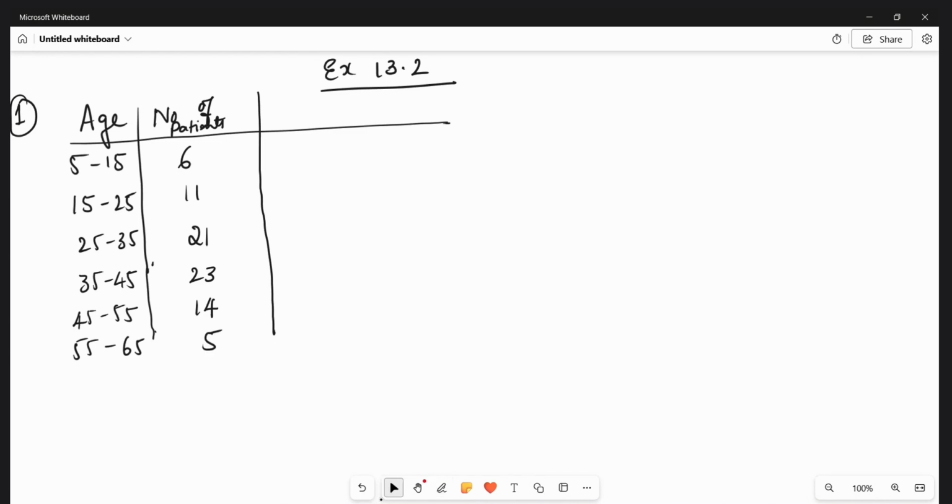You have to find the mode of the given data. Recheck the data once. 5 to 15, 6. 15 to 25, 11. 25 to 35, 21. 35 to 45, 23. 45 to 55, 14. 55 to 65, 5. You have to find the mode. Which is the modal class here? 35 to 45. This is the modal class.